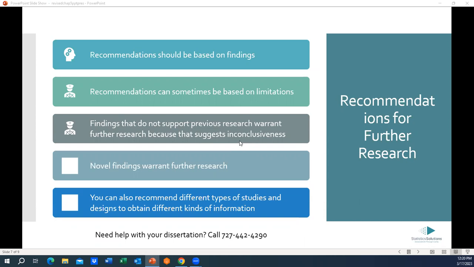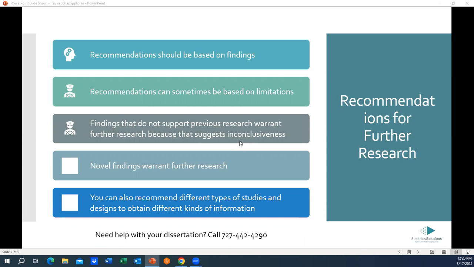that's fair game for recommendations for further research, because that means there's still something unsettled in the research, some inconclusiveness. Anything that you find that's unexpected or new or novel definitely warrants further exploration, further investigation, because it's something that was unexpected, or something new, or something that people weren't thinking about before.